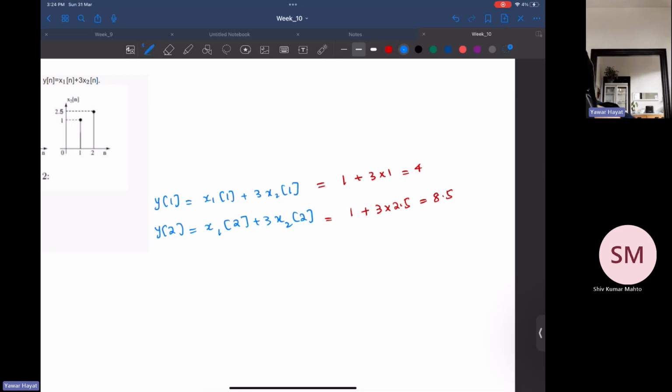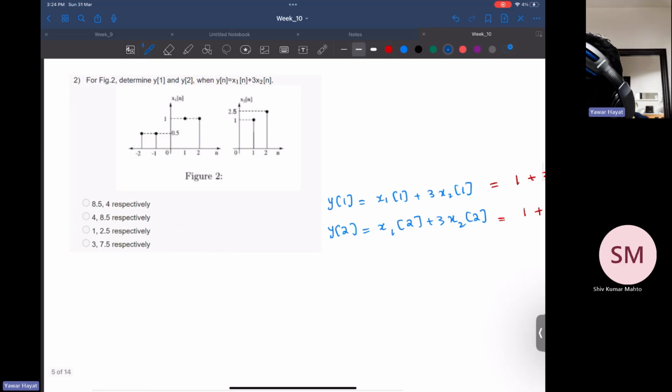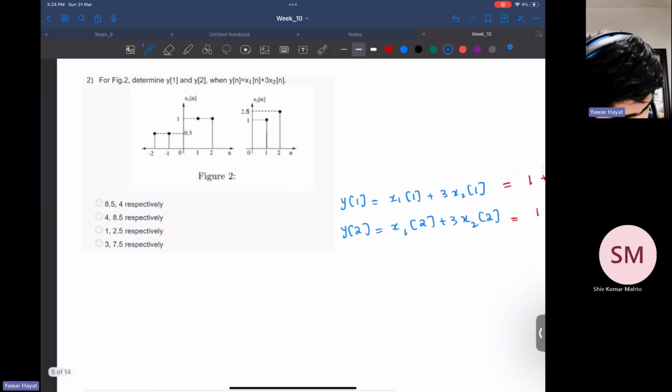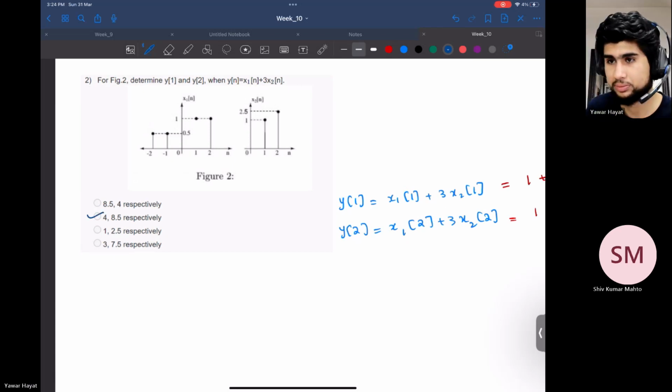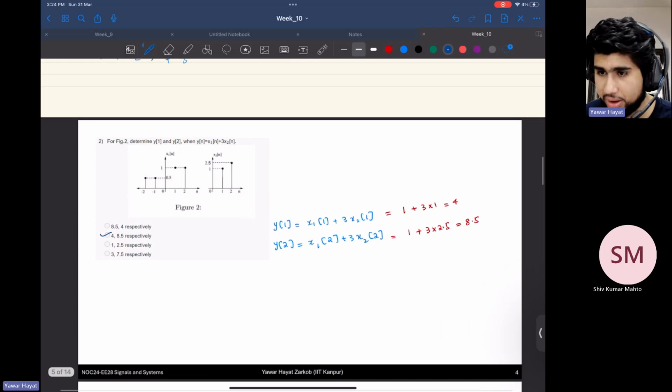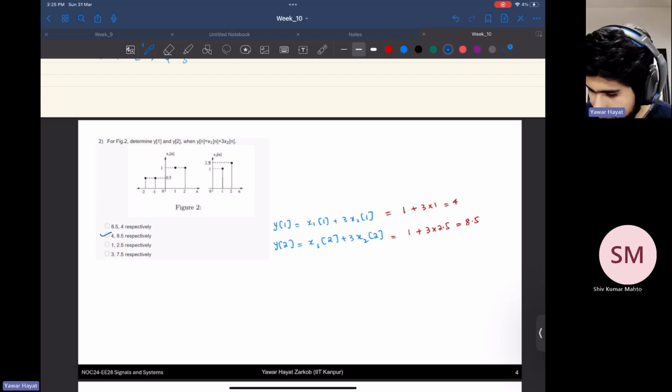So which option is correct? The one with 4, 8.5. So it's option B, right? Let me know if you have any doubt on this one. If not, we can proceed.